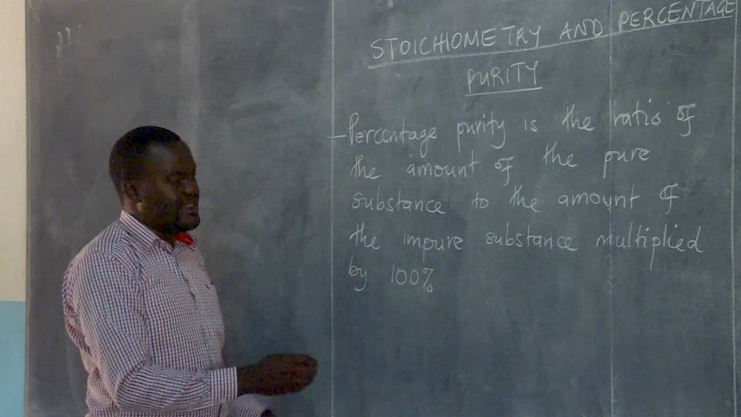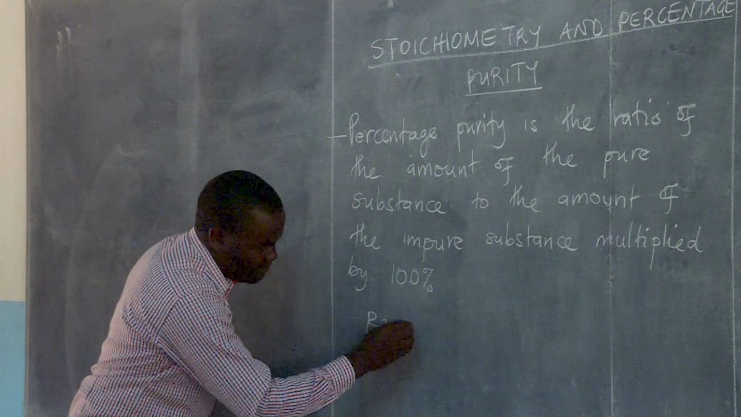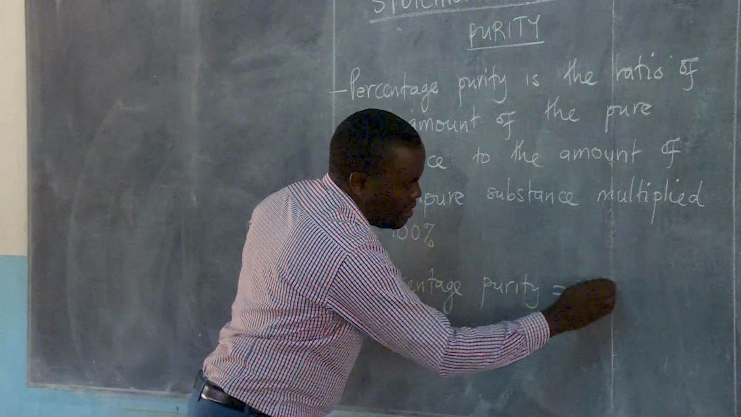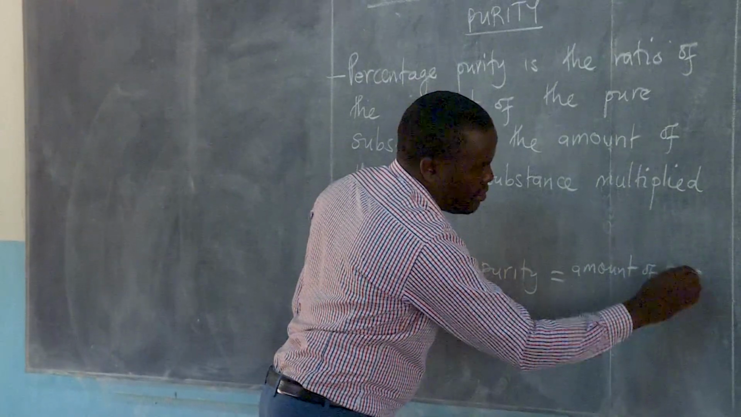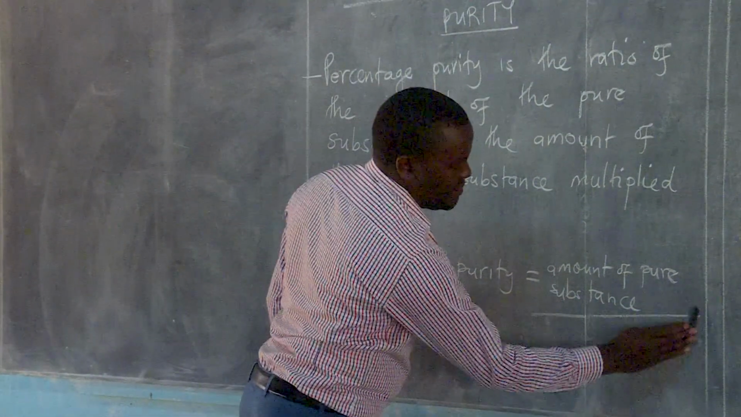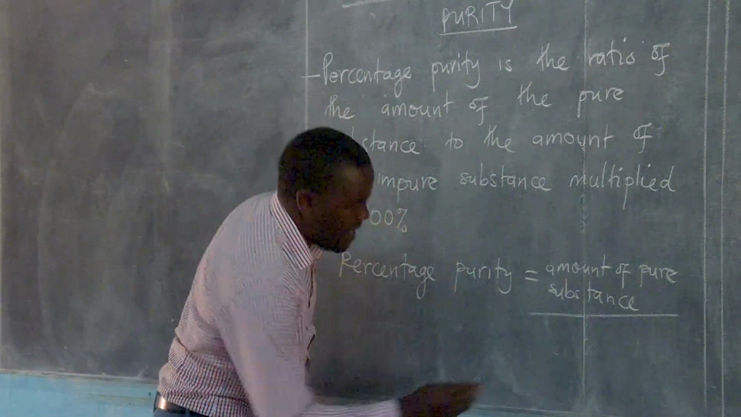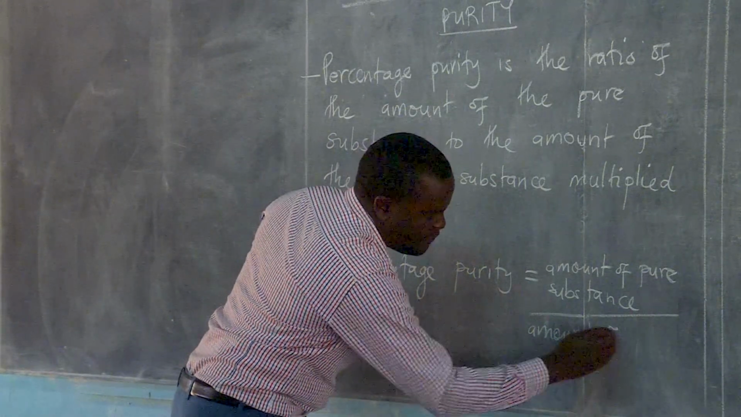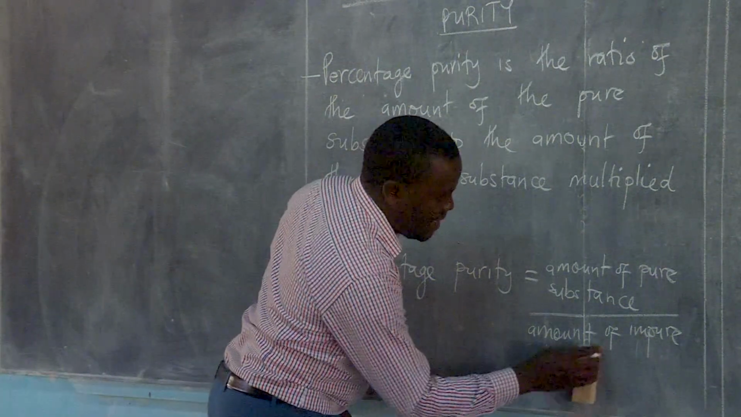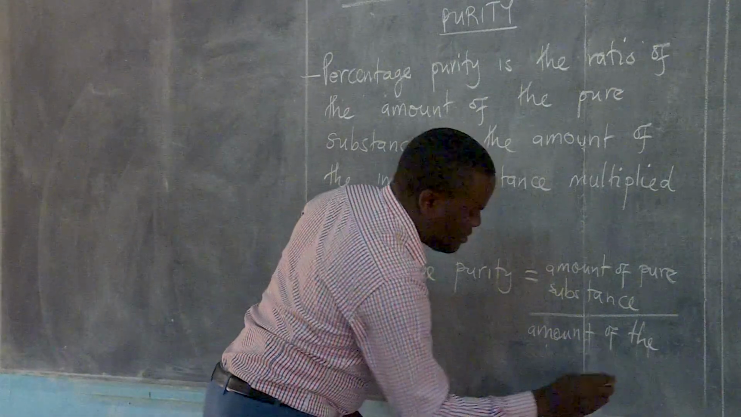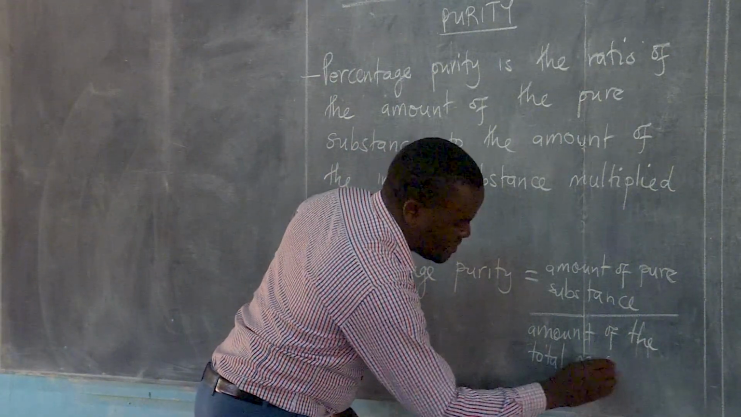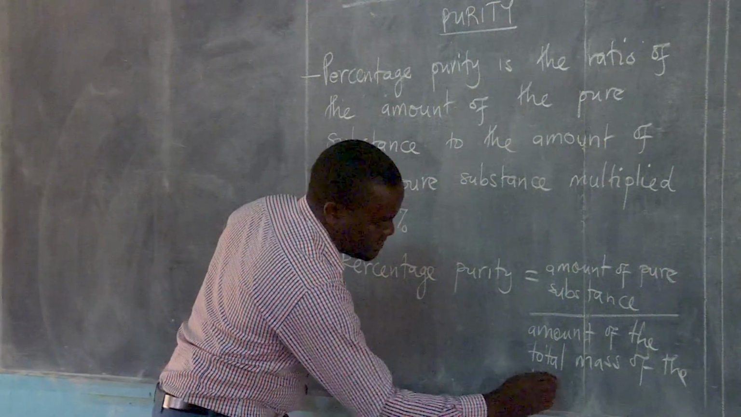So percentage purity is given by the formula: percentage purity is equal to the amount of pure substance divided by the total mass of the impure substance, multiplied by 100%.